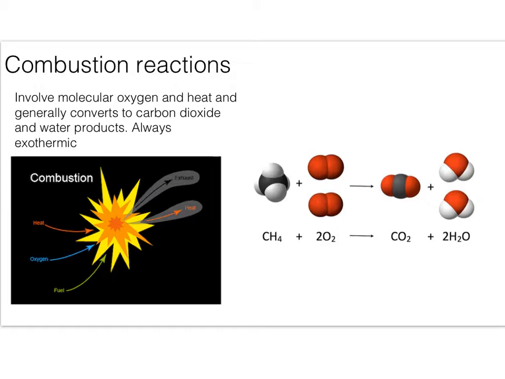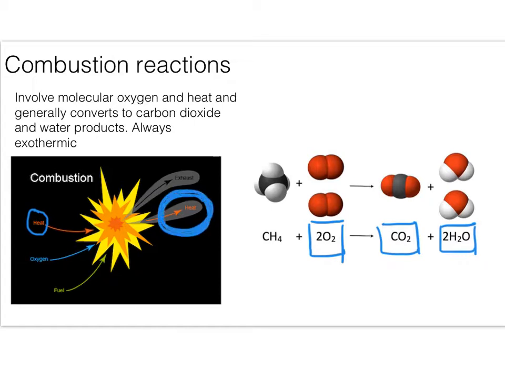And so a combustion reaction normally involves molecular oxygen. Okay, so there we have that. And heat. So usually there's a little bit of heat to get this thing started. And it converts a fuel source to carbon dioxide and water. And it's always exothermic, so you actually are going to be generating more heat than you put in. So even though you put in a little bit, you get more out. And part of that reasoning is because CO2 is a particularly stable molecule, as is water, and as a result, you're generating more stable products than you started with.